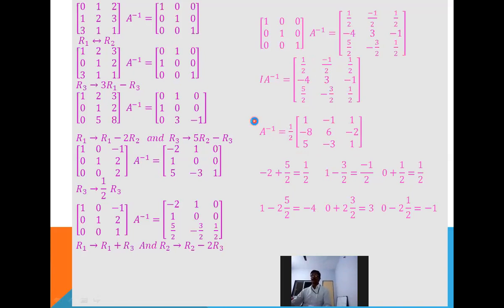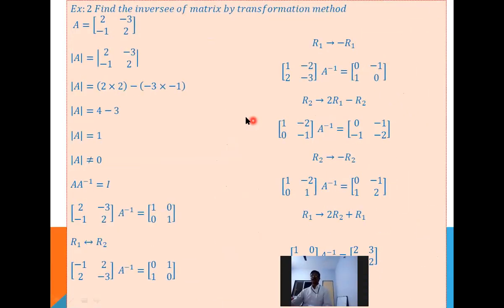ओके, नाउ वी टेक वन मोर एक्झाम्पल, दॅट इज अ 2/2 मॅट्रिक्स. एक एक्झाम्पल घेऊया. Find the inverse of this matrix. So first step is we have to check whether the given matrix is invertible or not. So I check that, and this is the determinant of this matrix is 1. So this is not equal to 0. So this matrix is invertible.